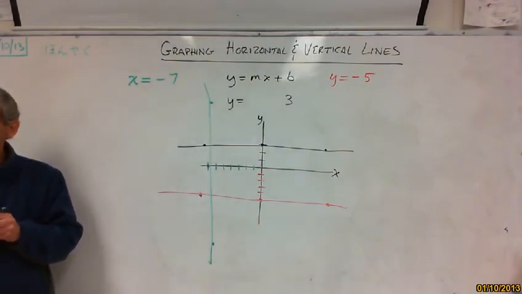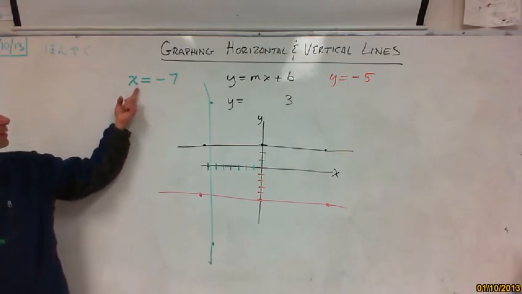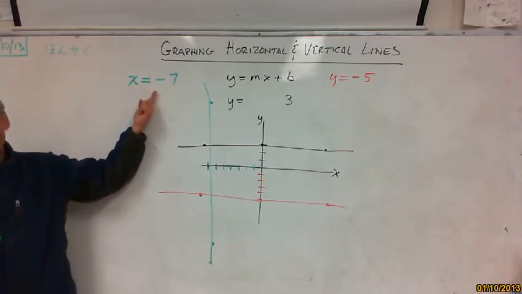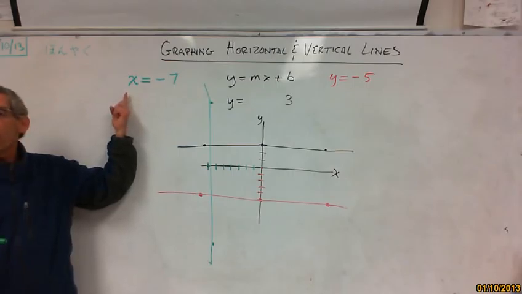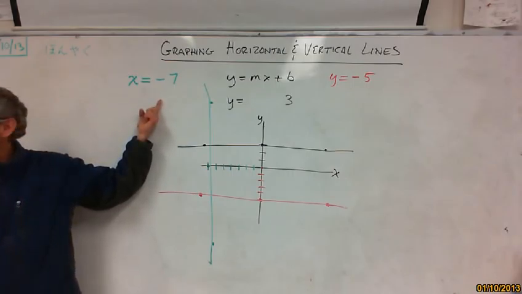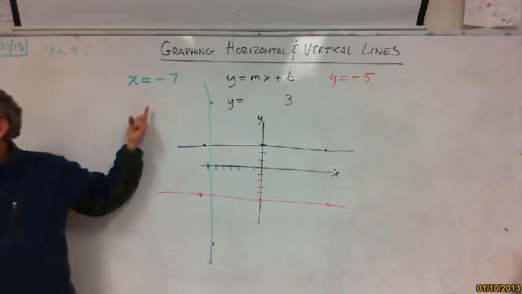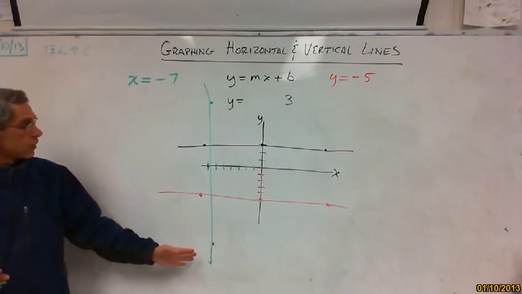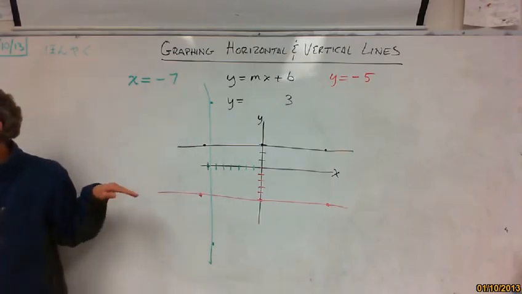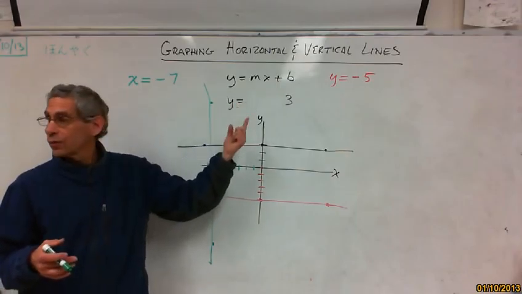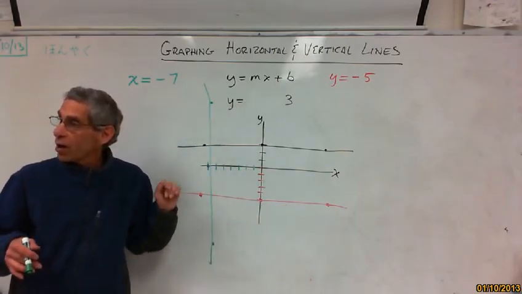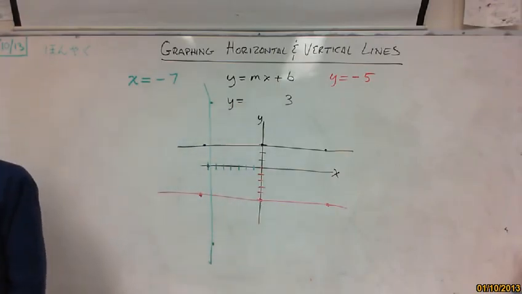Does that make sense? So when I see just x equals a number, I think, well, x is always that number, no matter where I am in the graph. X is always that number. So it's going to be a long vertical line. And then when it's y is equal to a number, it's going to be a long horizontal line. Always at that one place.